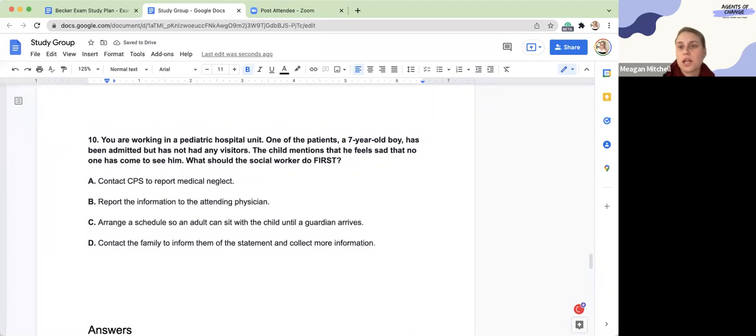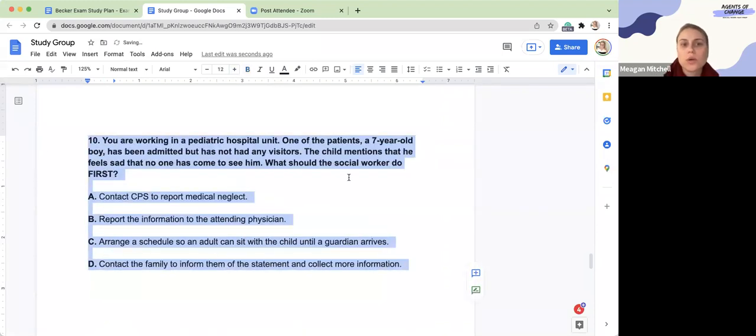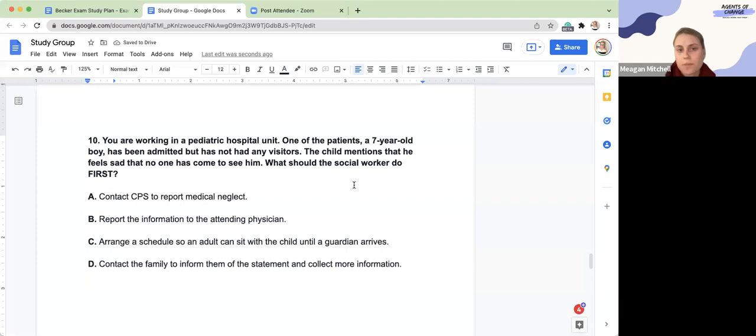Okay, last question tonight. Number 10. You are working in a pediatric hospital unit. One of the patients, a 7-year-old boy, has been admitted, but has not had any visitors. The child mentions that he feels sad that no one has come to see him. What should the social worker do first?